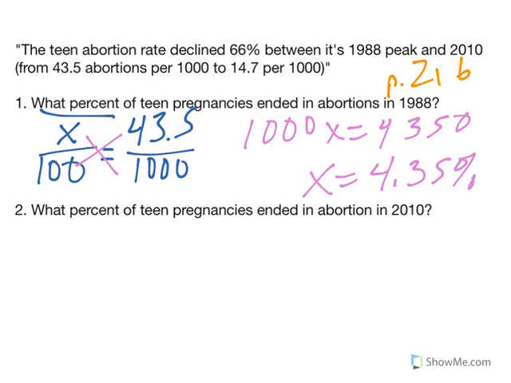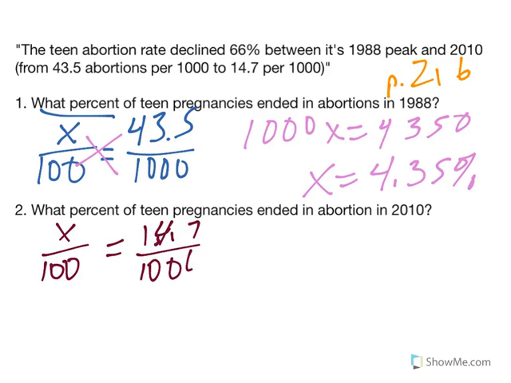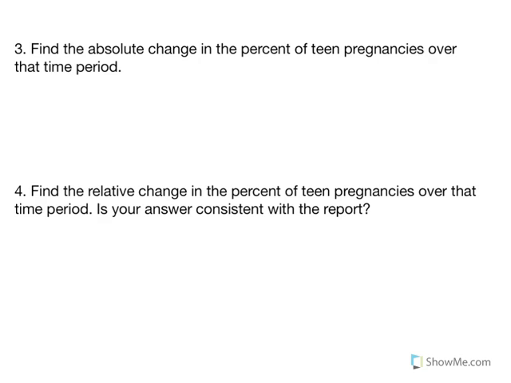Now in 2010 we do the same thing. So what percent? That one we had 14.7 over 1,000. Again, cross multiply, and we end up with 1.47%. Now there are other ways to do this, I get it, but I try to stay consistent in the way I teach things. So since we've been working with proportions so much, I've just been staying with it.